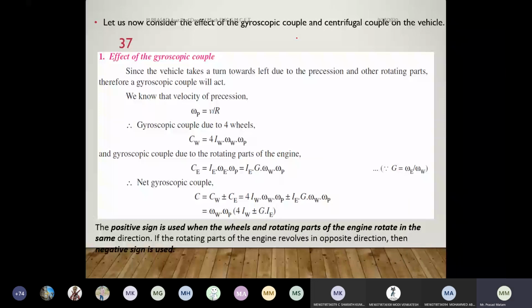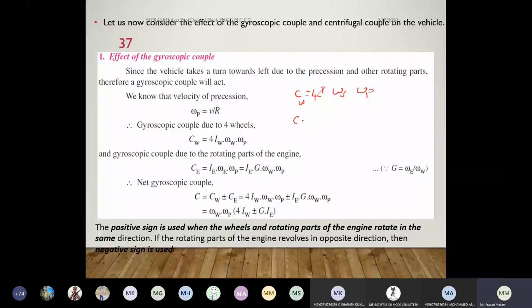I can write here the couple equation again, I omega s, omega p. But due to wheels, I can write CW is the gyroscopic couple due to wheels. How many wheels do I have? 4 wheels. That's why I multiply with the 4.